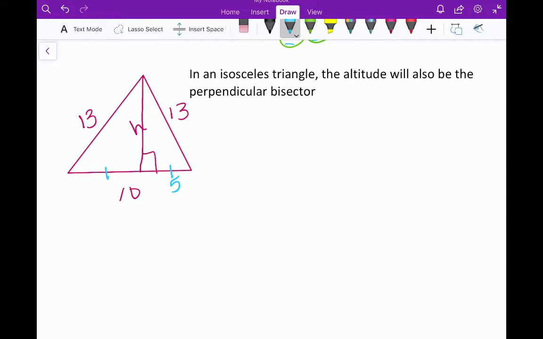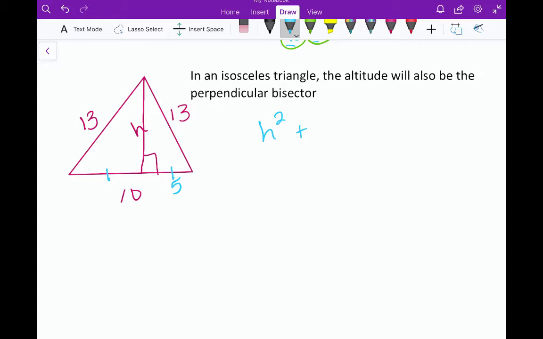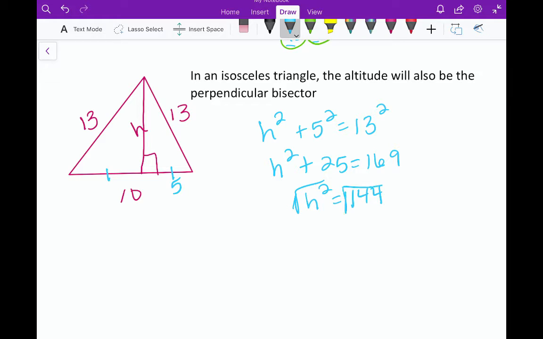And so now I can find the area of this isosceles triangle by using Pythagorean theorem to find the height of the triangle. H is one of my legs, so H squared plus 5 squared needs to equal 13 squared. H squared plus 25 equals 169. H squared equals 169 minus 25, 144, and the square root of 144 is 12. So the height of my triangle is 12.